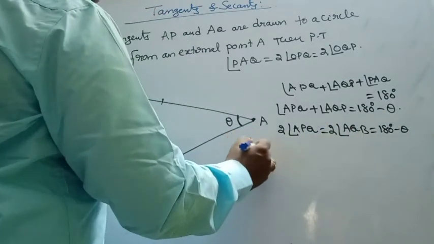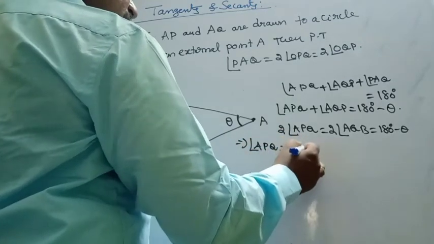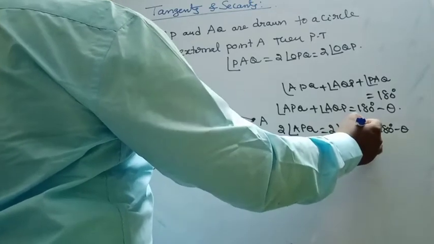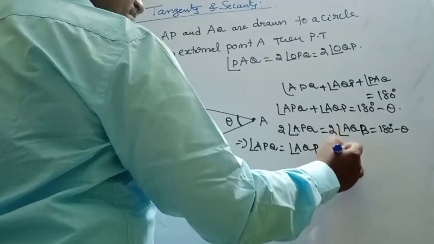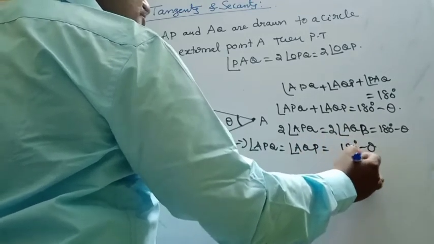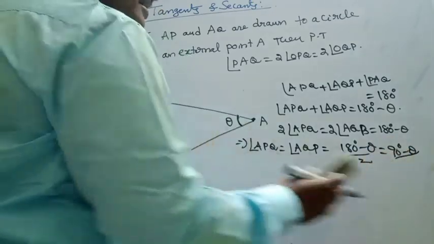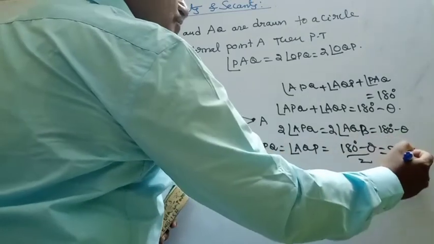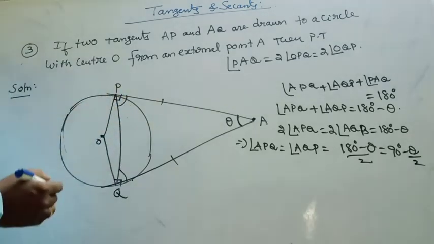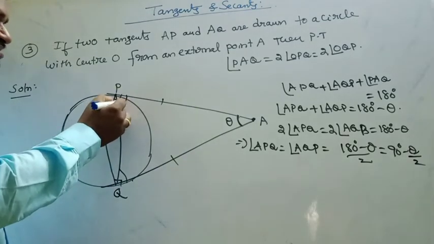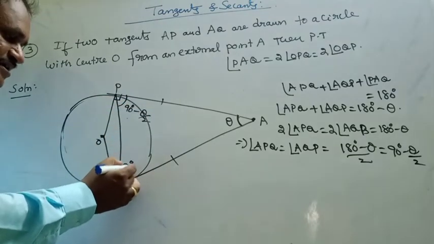From that, angle APQ, what you are going to get is, or AQP, this is AQP, like this, not B, it is P. This is equal to 180 degrees minus theta by 2. That means 90 degrees minus theta by 2, like this. 90 degrees minus theta by 2, like this, right? Fine, wonderful. Now this we have got, my dear students, 90 degrees minus theta by 2. And here also, this is also 90 degrees minus theta by 2.